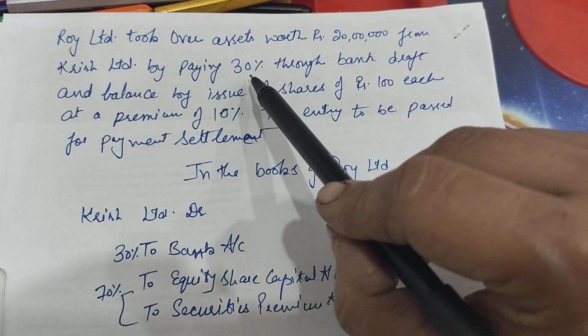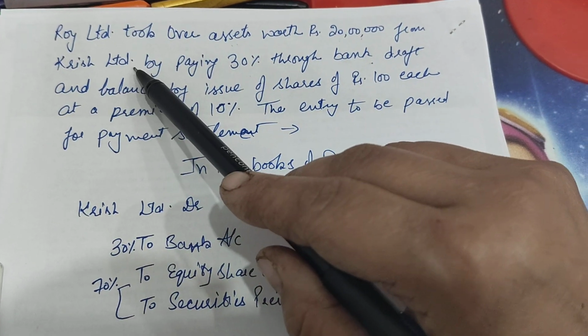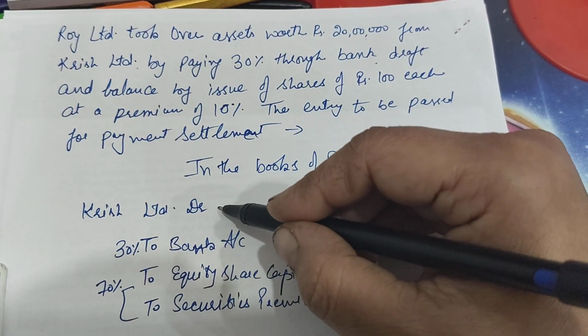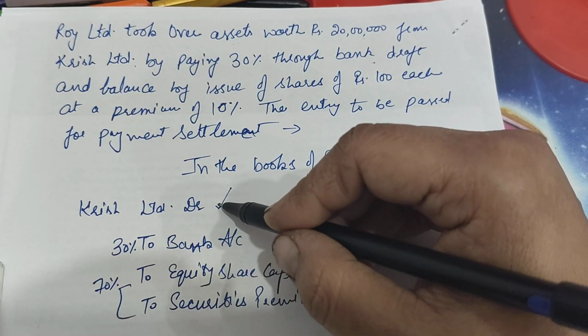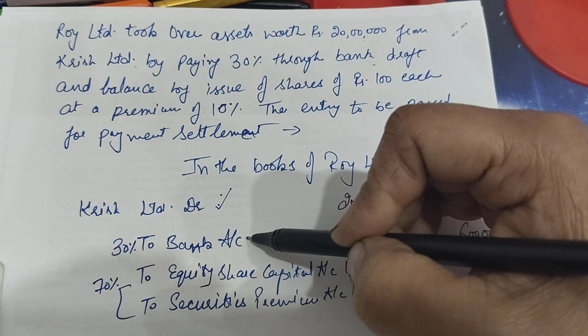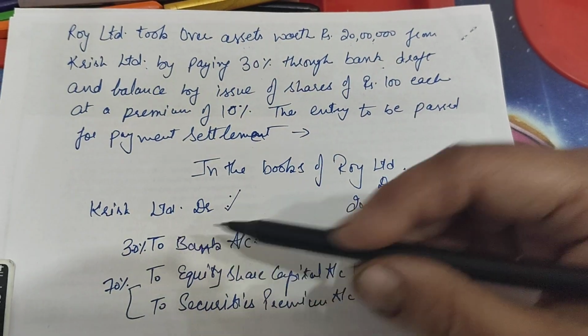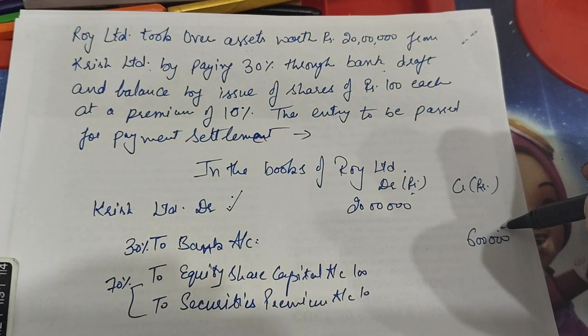Now 20 lakhs, 30% is payable by bank draft. So Krish Limited, who was a creditor of the business, is paid. When we are making payment to him, then Krish Limited would be debited. We are making payment to him 30% by bank. So 20 lakhs 30% is 6 lakh payment done by bank.